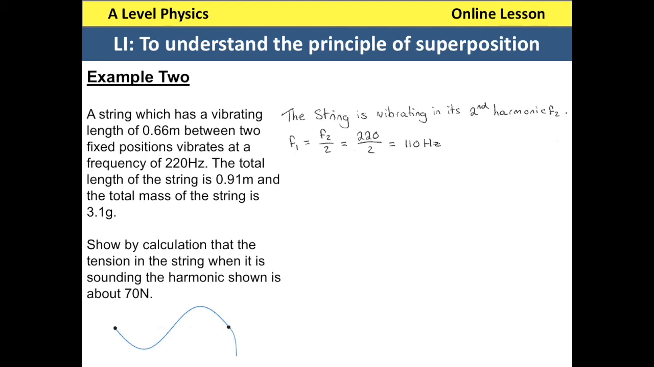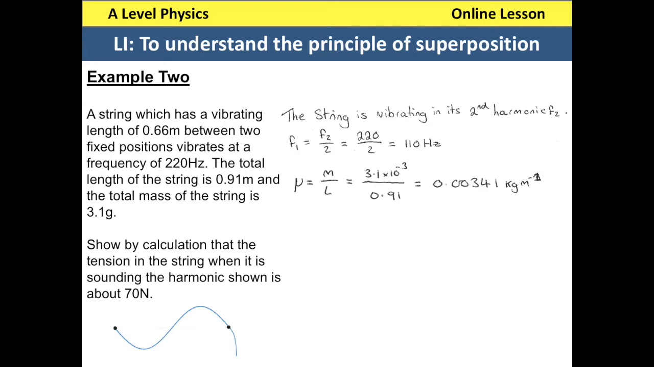Now that we know that, if we want to use the equation for the first harmonic, we'll also need a value for the mass per unit length of that string. The mass per unit length of the string will come out as being the mass, which is 3.1 grams, so convert that to kilograms, divided by the total length of the string, which was 0.91 metres, will give us a mass per unit length of 0.00341 kilograms per metre.